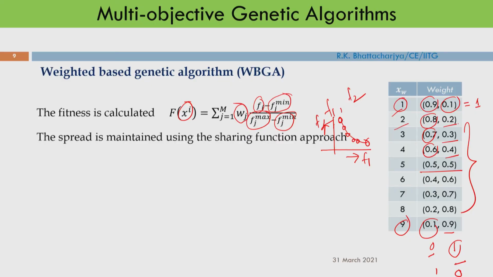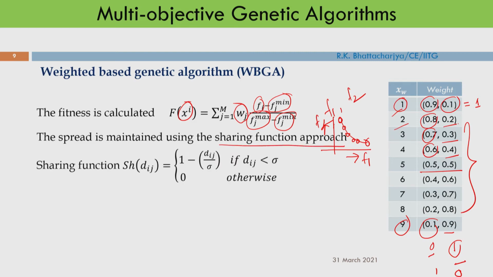Now, the next step is how to maintain the spread. That means, I do not want the solutions to be crowded at a particular location, with many solutions at one place. I would like to maintain a distance between the solutions, so we can use the crowding distance criteria. In this case, the spread is maintained using the sharing function approach. We have already discussed the sharing function approach. I have to calculate Dij, and then I can calculate the sharing function.